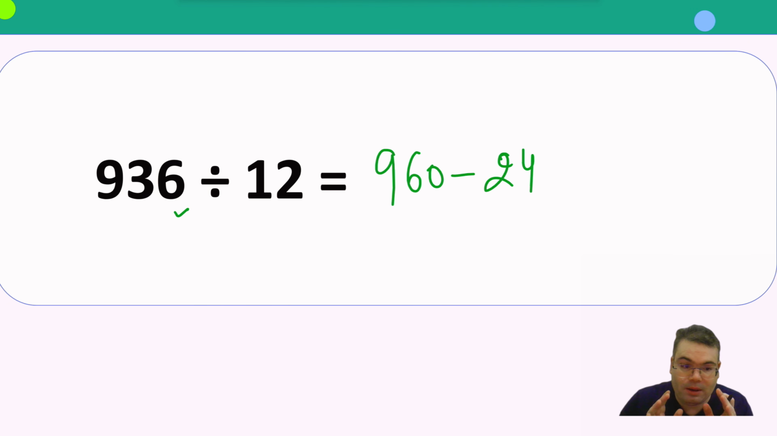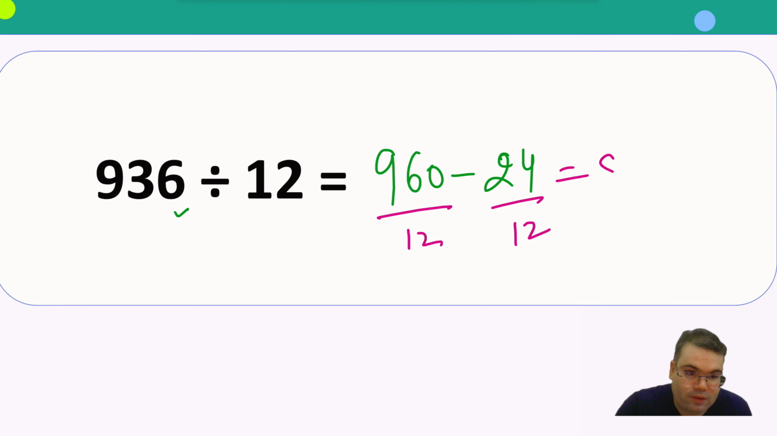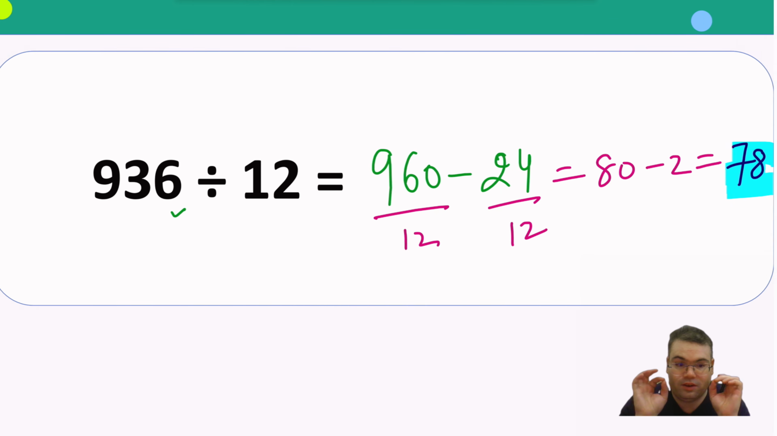If you're not comfortable in this section, you can watch our previous videos where we have explained this concept. Now divide both numbers by 12. Okay, so 960 divided by 12 is 80 and 24 divided by 12 is 2. So 80 take away 2, that is 78. With a little bit of practice you can solve this in your mind within 3 seconds.